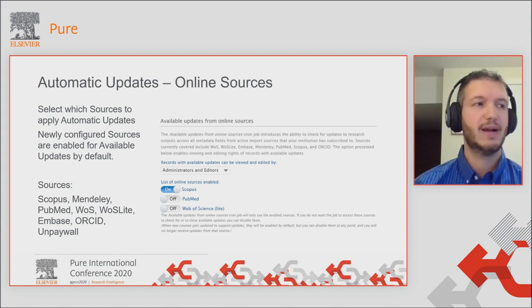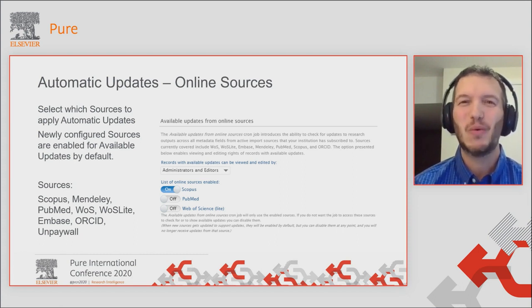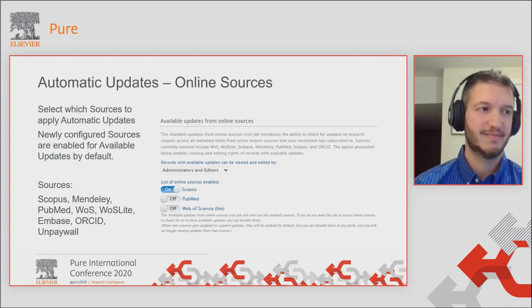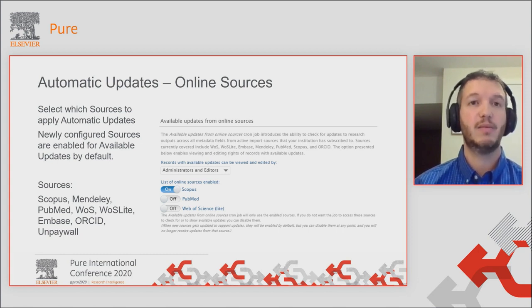When you scroll down in the admin window, oh, and by the way, the sources that are integrated with available updates are Scopus, Mendeley, PubMed, Web of Science Lite, Embase, ORCID, and Unpaywall. Again, that's listed on the Pure Client Wiki.